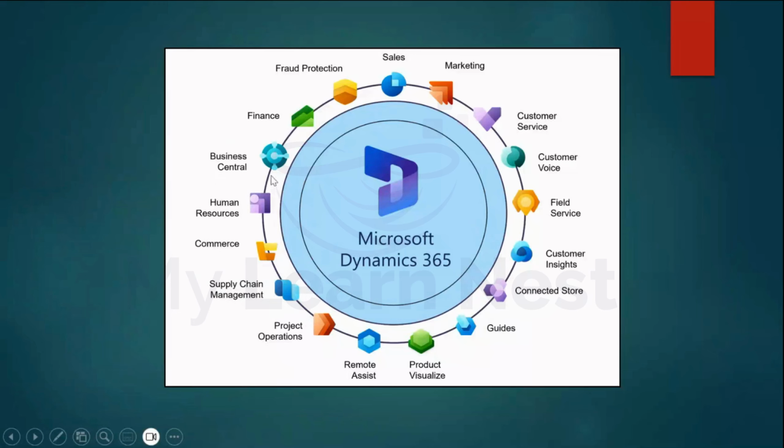Business Central is used for mid-size organizations. D365 Finance and Operations is used for enterprise organizations, the large organizations. And Commerce is used for brick and mortar stores, the physical stores, right? For those stores Commerce is used. And Project Operations, as we said, is used by both finance as well as customer engagement.